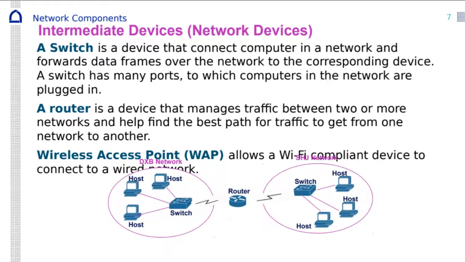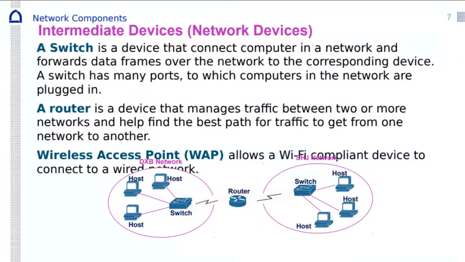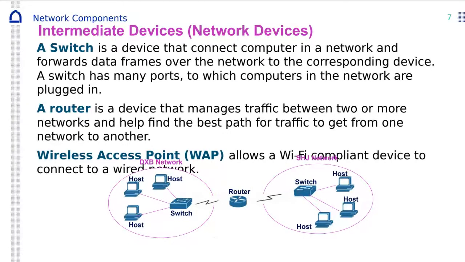A router, on the other hand, manages traffic between two or more networks. It also helps to find the best route or path for the packet. So a router deals with packets. Remember this. We also have the wireless access point. It allows a Wi-Fi compliant device to connect to a wired network. This is a diagram here, so it's very obvious. We have a switch connecting local network computers or end devices. Then we have two networks connected with a router.